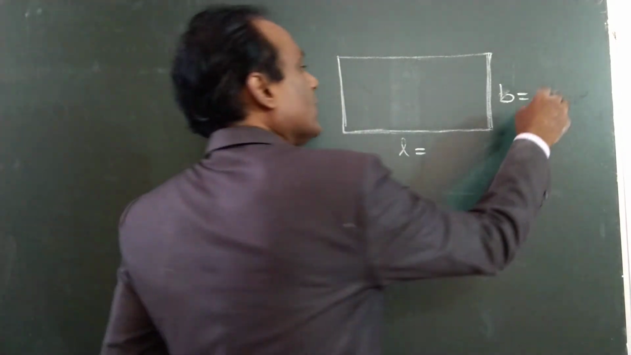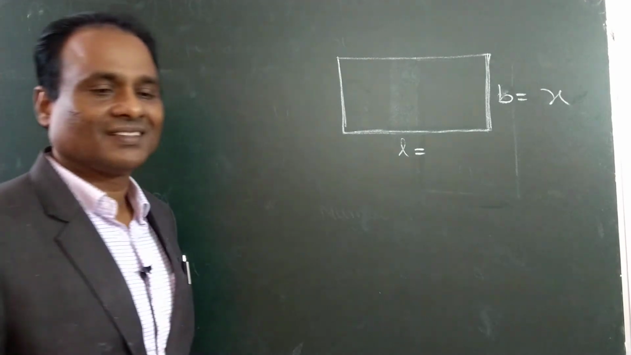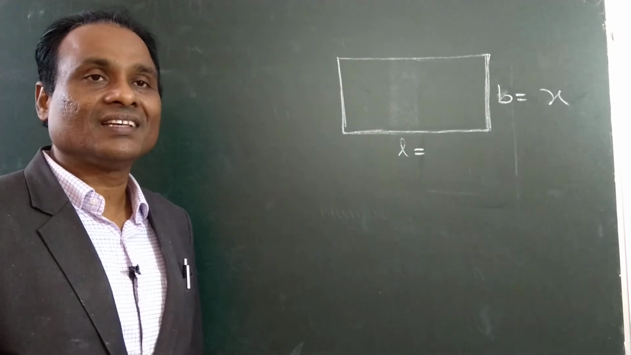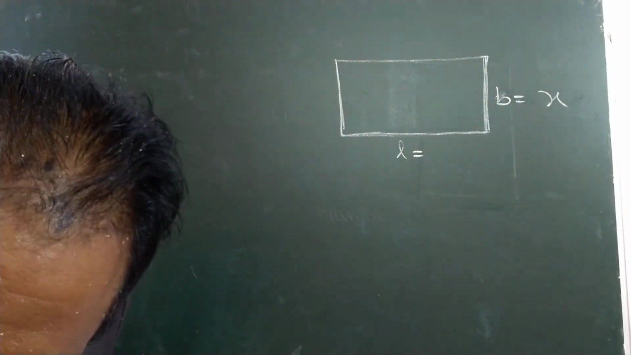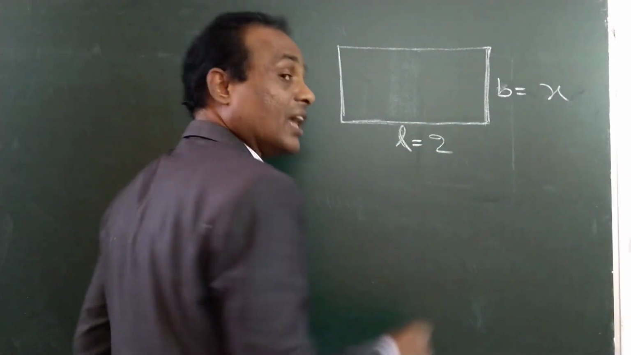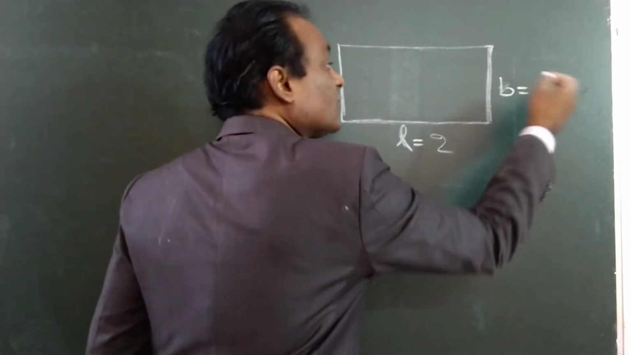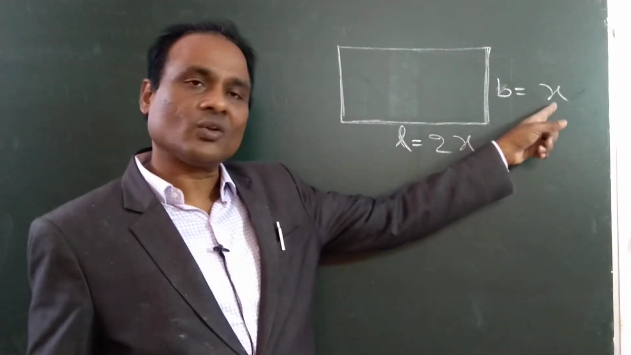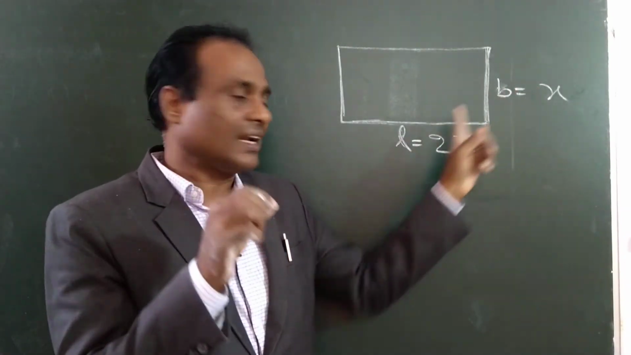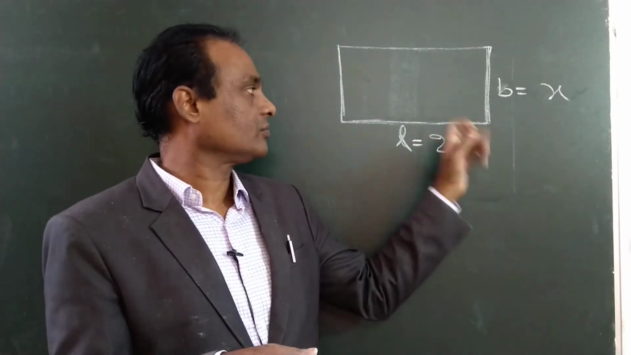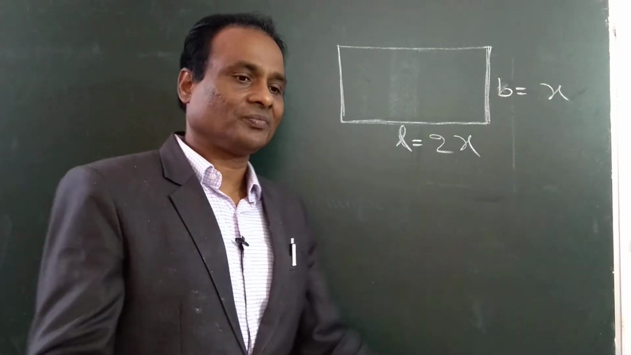Let the width be x. What is the length? See, read the question. Length is twice the width. Twice means two times, double. Length is twice the width, 2 times, that means 2x. Breadth I took as x. It is clearly given that length is twice, 2 times the breadth, 2x.